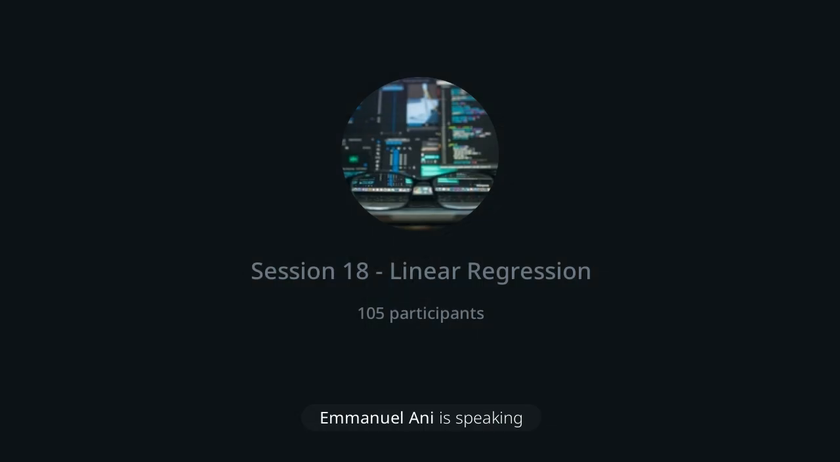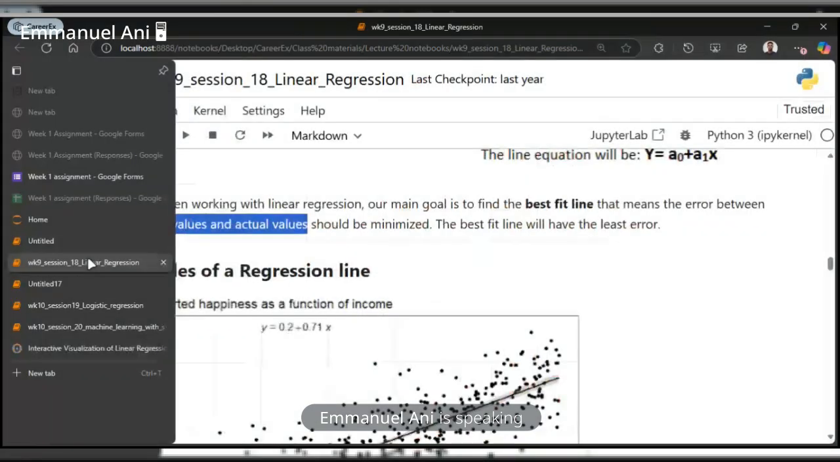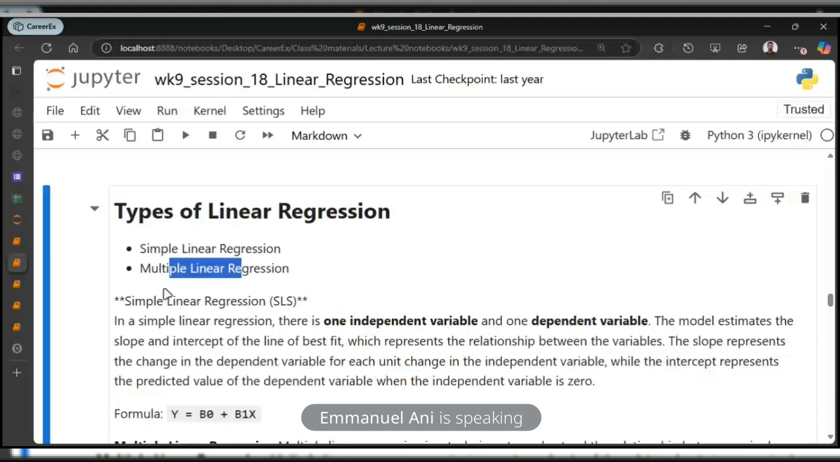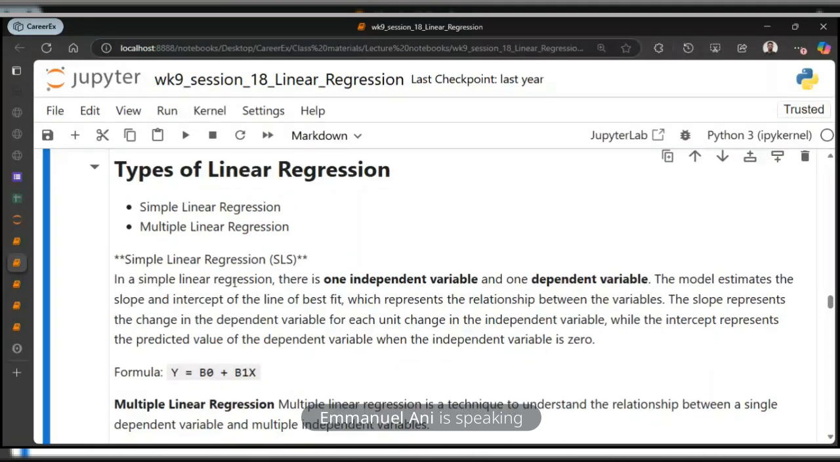So that is it for regression line. Now let's go to the types of regression we have. We have simple linear regression and multiple linear regression. We've actually looked at these things already.